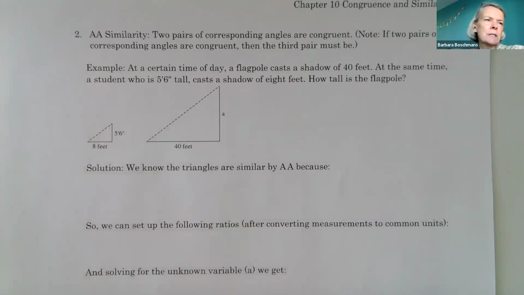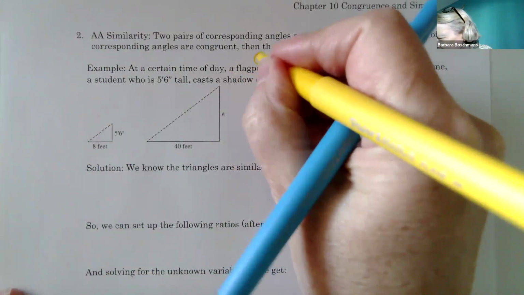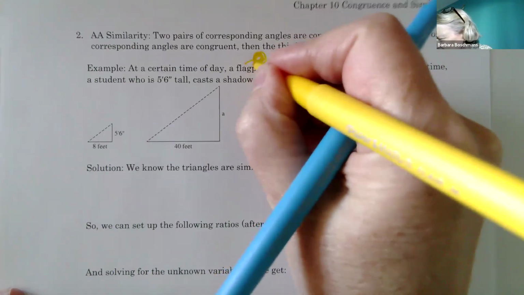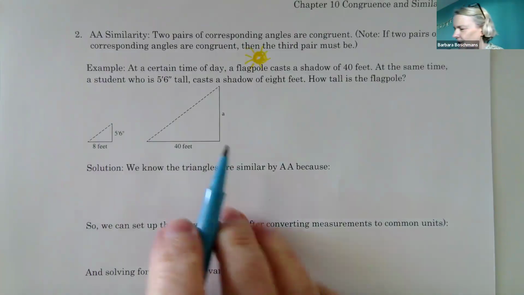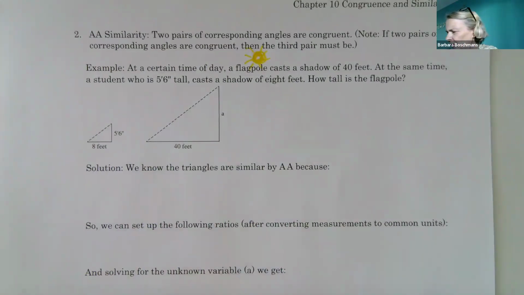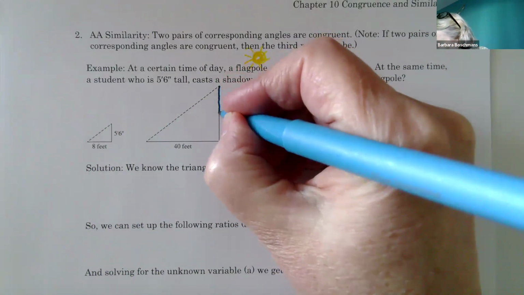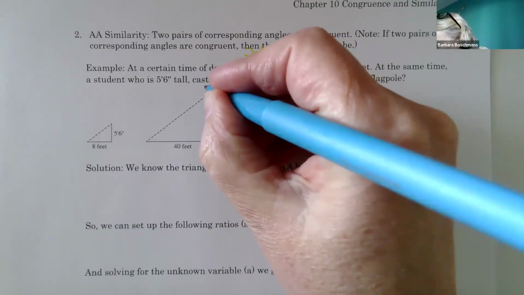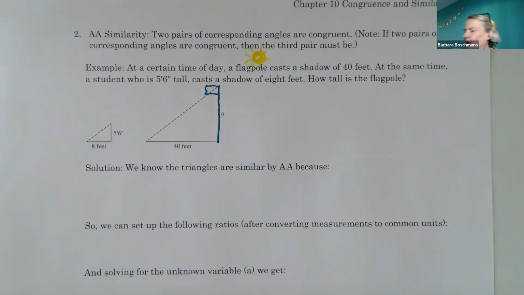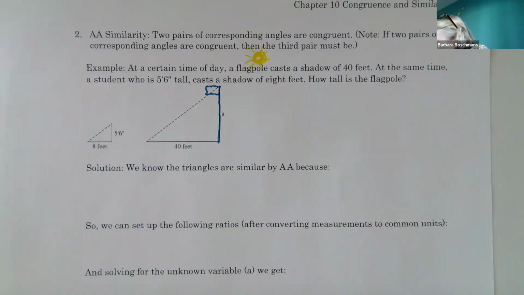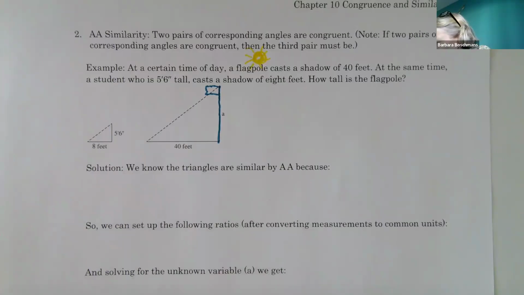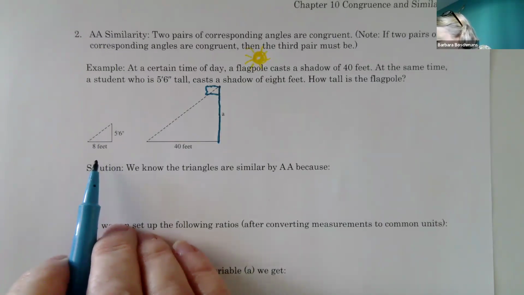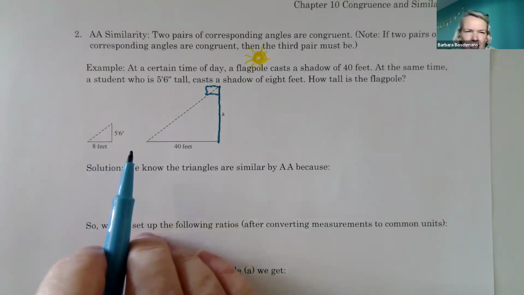So if you can picture, somewhere up here would be my sun, and sun shining, you cast the shadow. This would be your flagpole right here. So here's your flagpole. At the same time, a student who's 5 feet 6 inches tall casts a shadow of 8 feet. How tall is the flagpole?